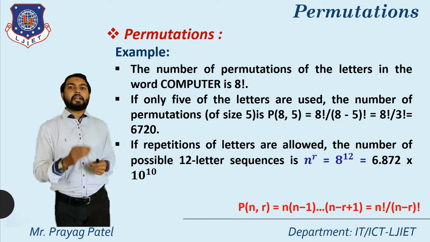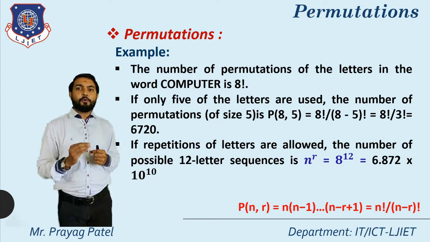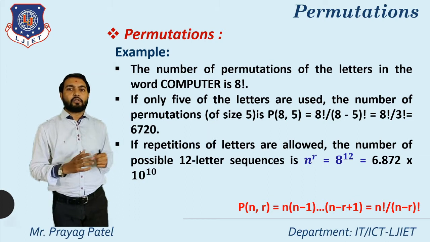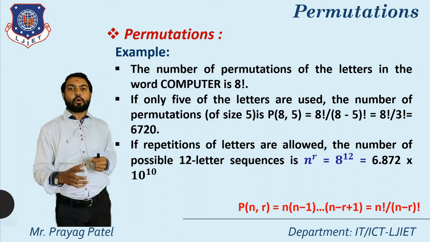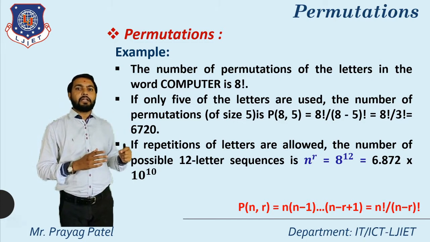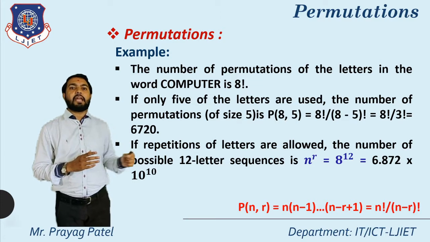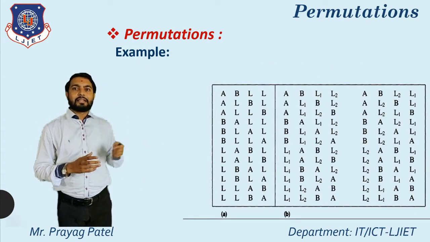If repetition of letters is allowed in this example, then how many possibilities are there? If you want to find a 12 letter sequence, a 12 letter combination, and here repetition is allowed, then according to our equation it is n raised to r. That means 8 raised to 12 equal to 6.872 multiplied by 10 raised to 10. So here our answer is like this.